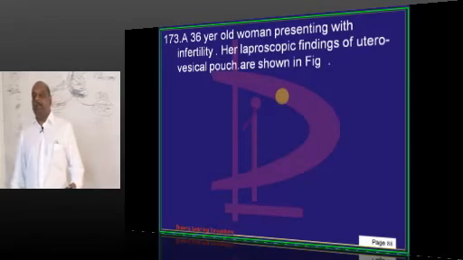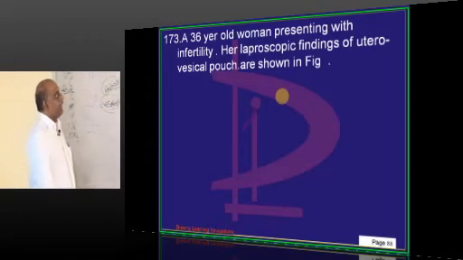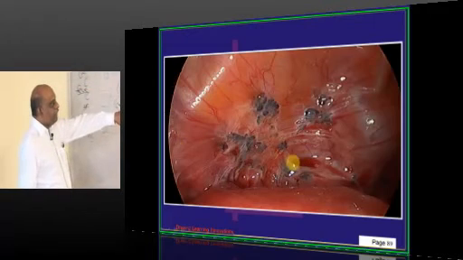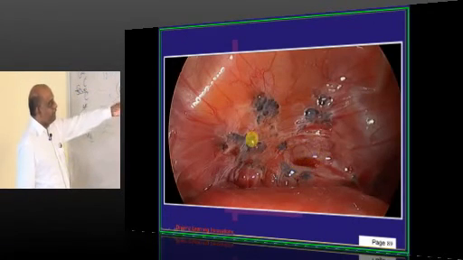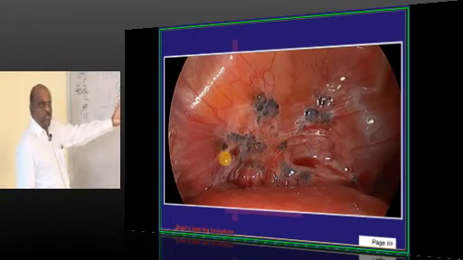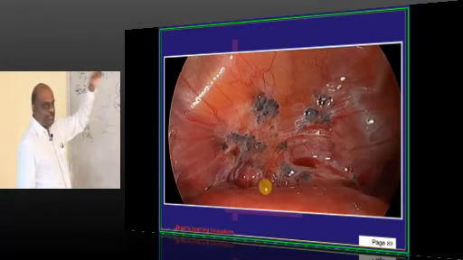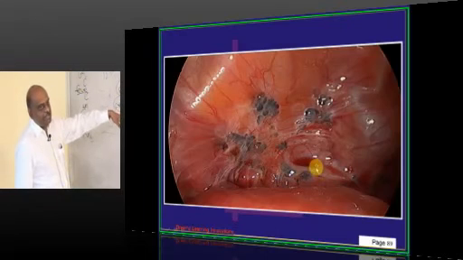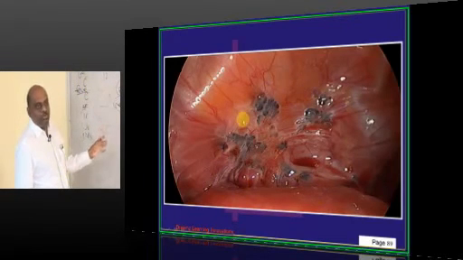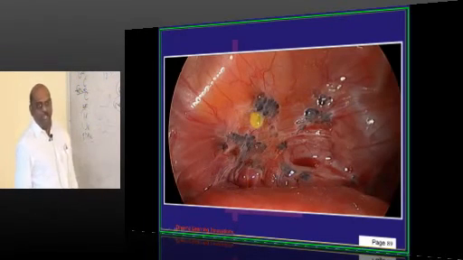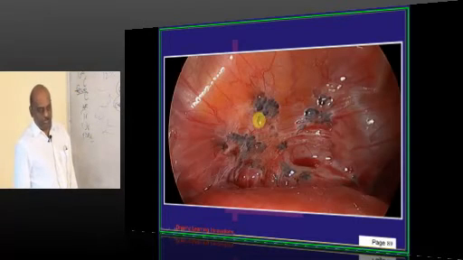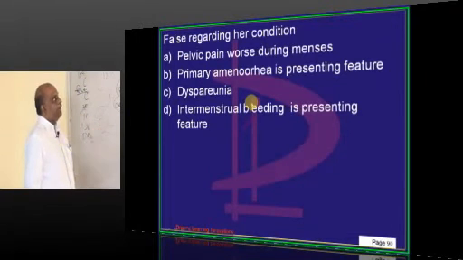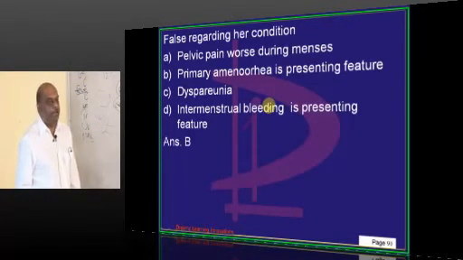A 36-year-old woman presenting with infertility, her laparoscopic findings of the uterovesical pouch have been shown. What are you finding here? Hemorrhagic lesions, chocolate cysts, chocolate cysts in the ovary. But what else is there? You are finding endometrial implants inside the uterovesical pouch, which is a classical story of endometriosis. So, what is wrong about the clinical presentation of endometriosis?